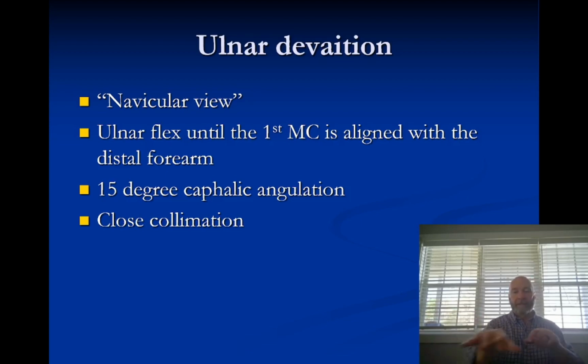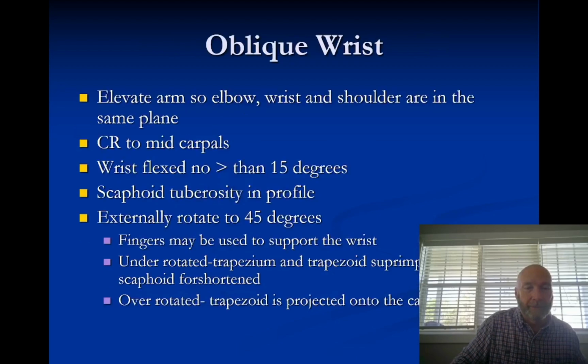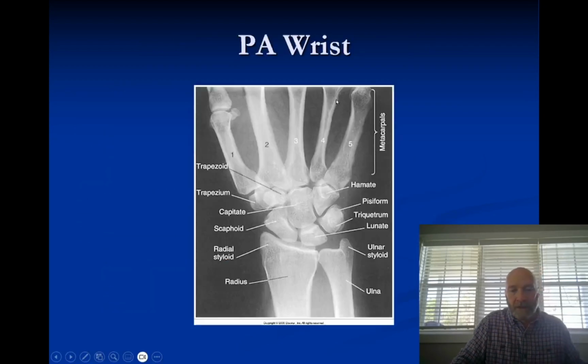So let me get back to a PA. You see with the PA, we've got some superimposition. If we have any kind of radial deviation, then we're going to have increased superimposition between the trapezoid and trapezium and the scaphoid. But you've still got some superimposition over here as well. And with ulnar deviation, we're going to take the hand and flex it towards the patient's ulna. So this is the ulna over here. We're going to flex towards the patient's ulna.